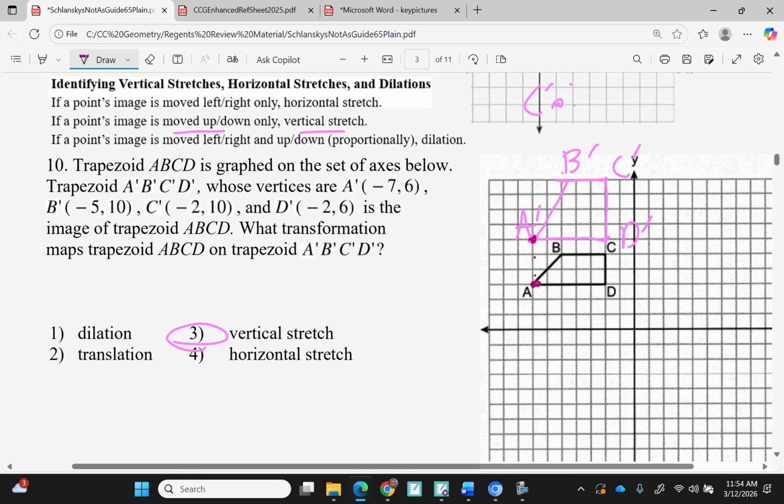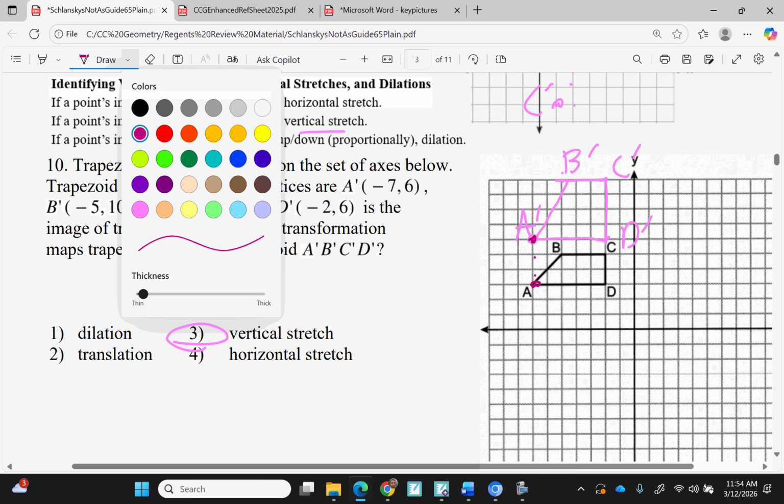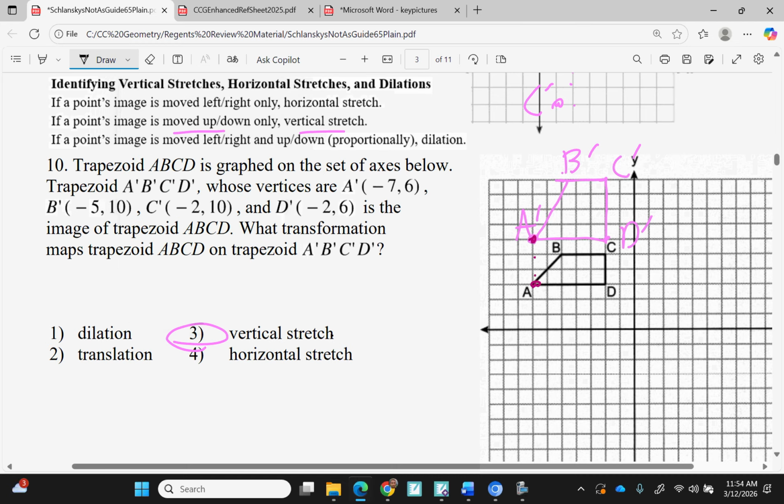So that's what a vertical stretch would look like. And just so you can see it, what a horizontal stretch would look like if D moved there and A moved out here somewhere and C moved there and B moved there. That black, that would be an example of a horizontal stretch because it was being moved horizontally. So if it gets pulled vertically, it's a vertical stretch. If it gets pulled horizontally, it's a horizontal stretch. And if it got pulled in both directions, that would be a dilation.